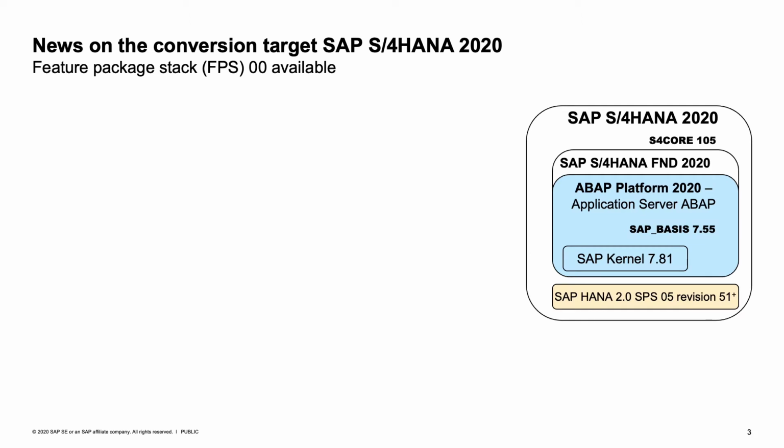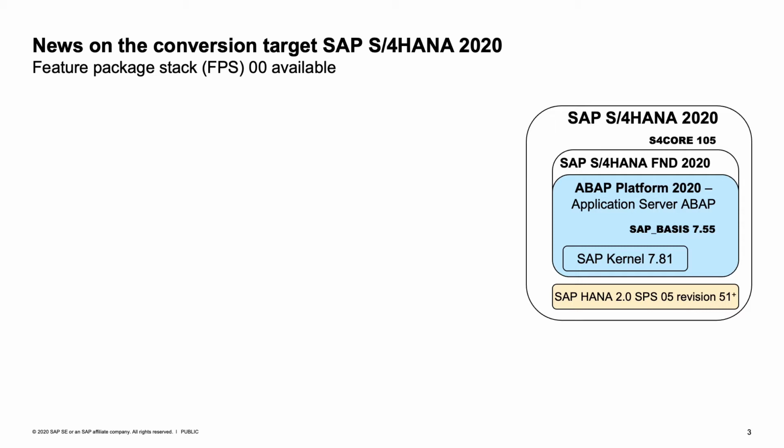So SAP S/4HANA 2020 is the new product version out this year, obviously, and we have the initial stack, the feature package stack 0 available. On this slide, you see on the right-hand side the numbers. You know I like numbers juggling. Maybe you have seen me at TechEd before.